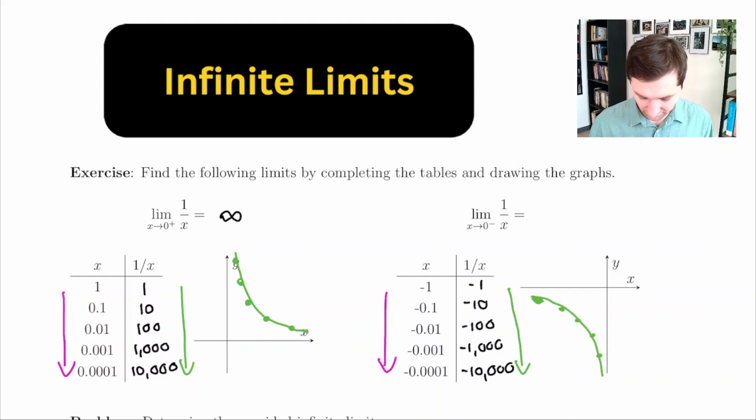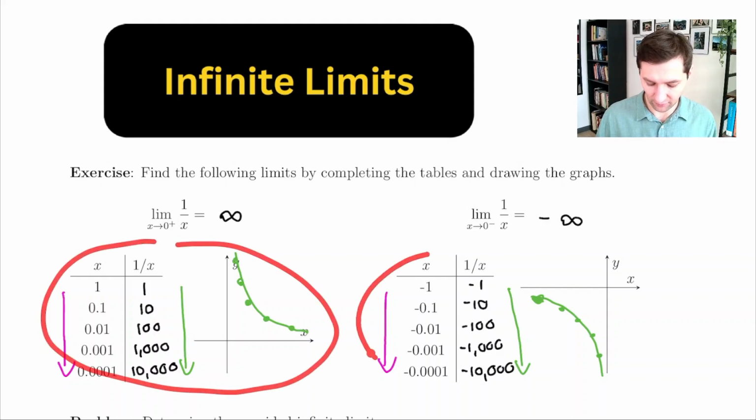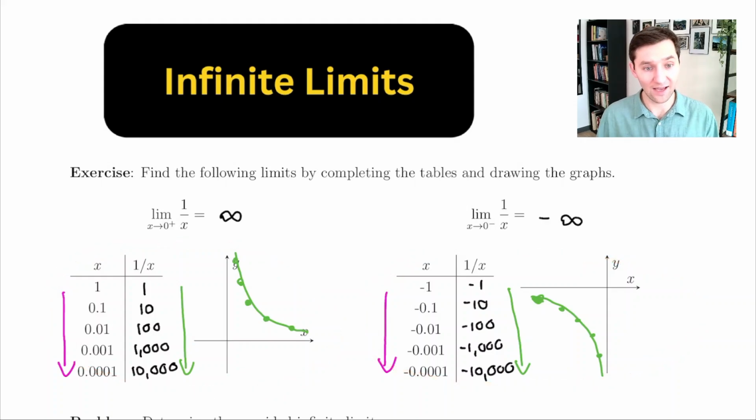As the inputs get closer and closer to 0 from the left, the outputs tend toward negative infinity. In that case, we say that the limit is negative infinity. Could you compute or find these limits without seeing the table or without seeing the graph? This is how I like to do it.